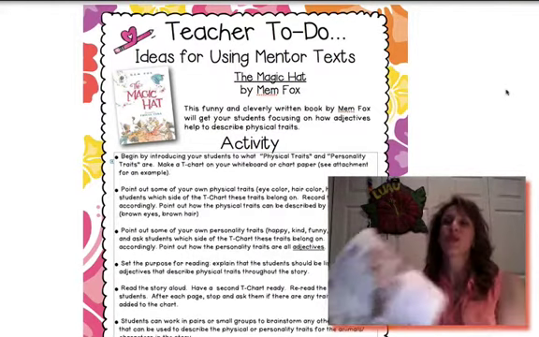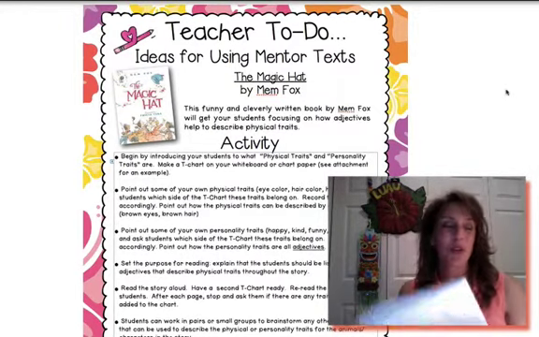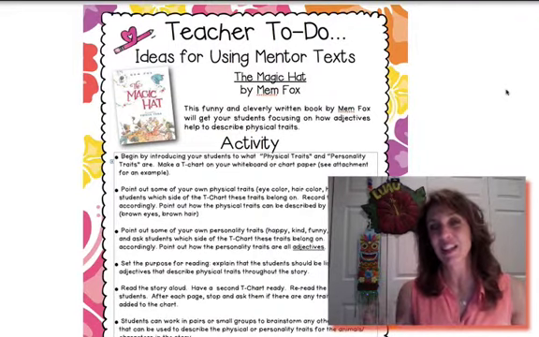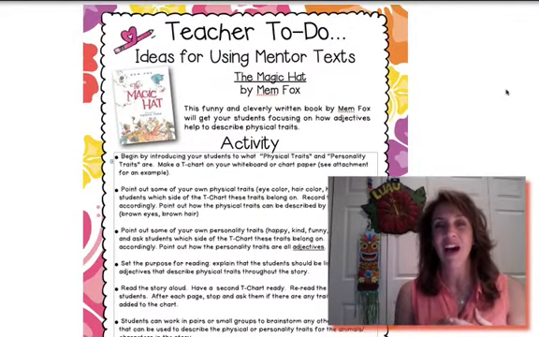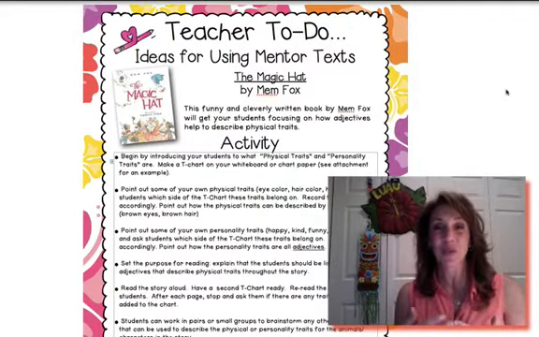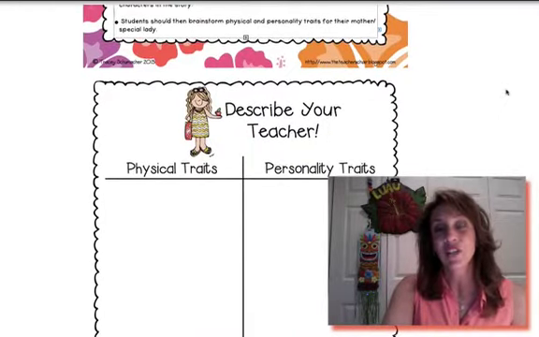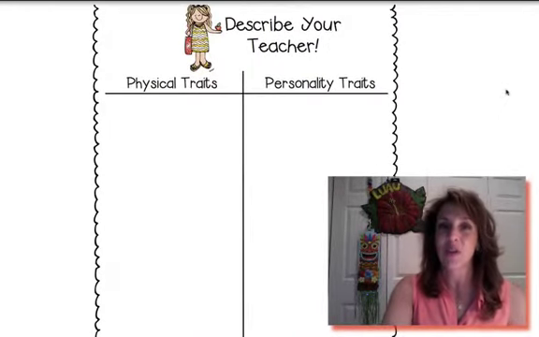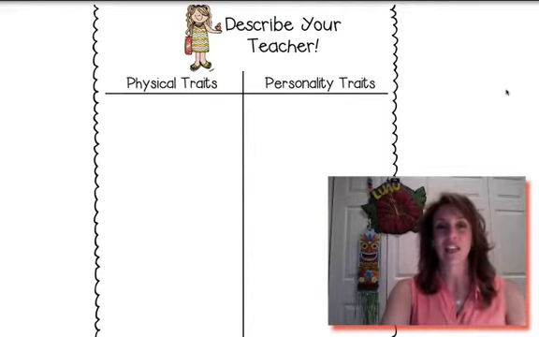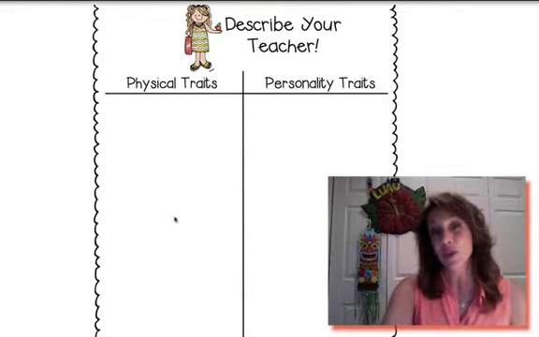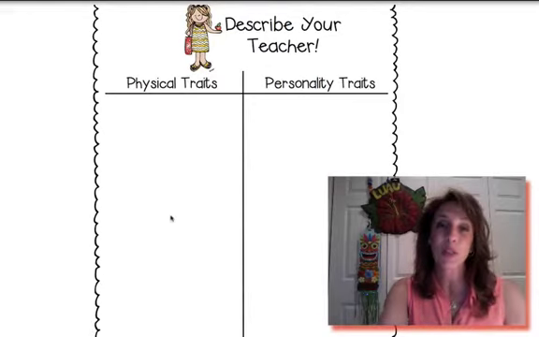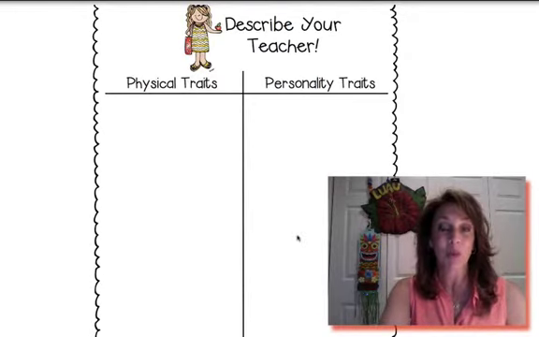So you can see it has a familiar and repeating type of text, and the kids love to predict what animal will be next in the story. Again, we go back and we identify all the adjectives, and that leads us into a T-chart of what personality traits and physical traits are. So again, I get up in front of the class, and as they point out my physical traits, I'll record them on the chart, and then we'll go into what personality traits are as well.